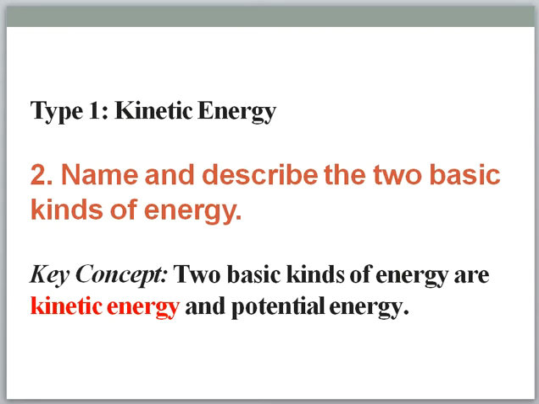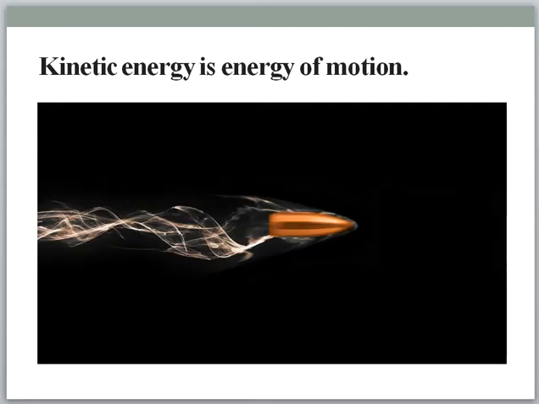The first type is kinetic energy. There are two basic types: kinetic energy and potential energy. So you definitely need to know that: kinetic energy and potential energy. And let's look at kinetic energy first. Well, what is kinetic energy? Kinetic energy is the energy of motion.